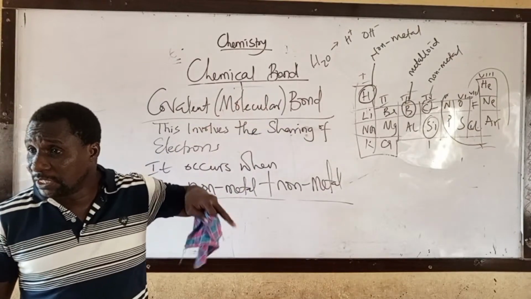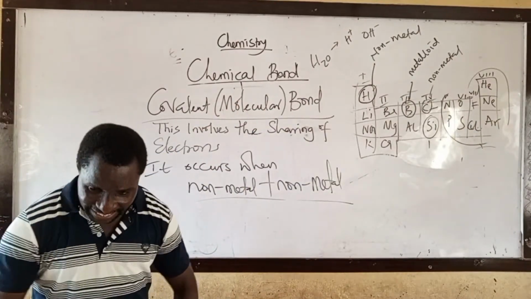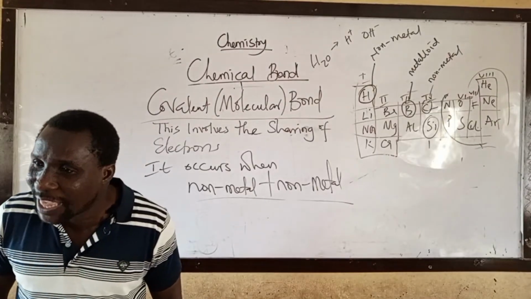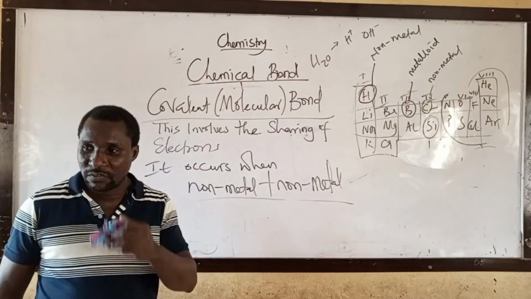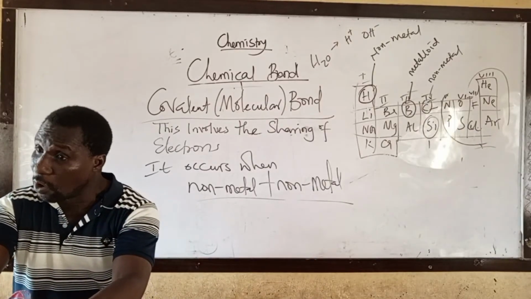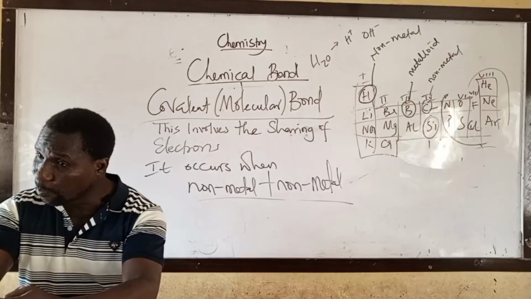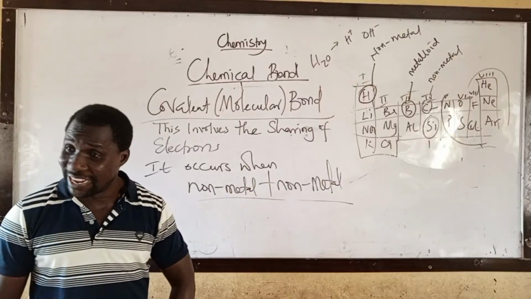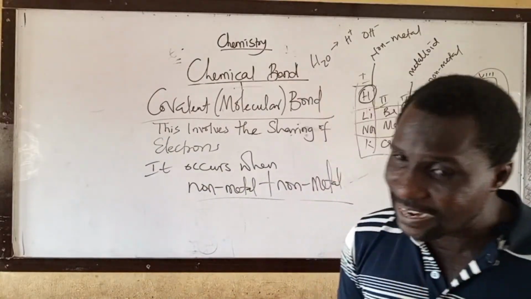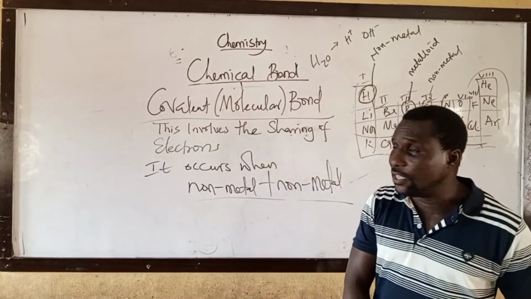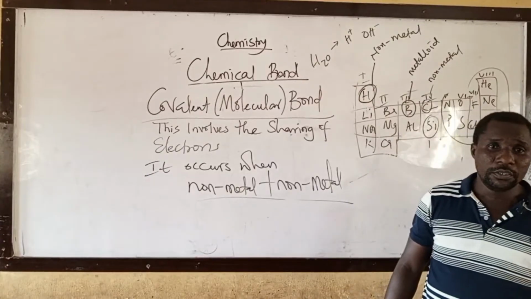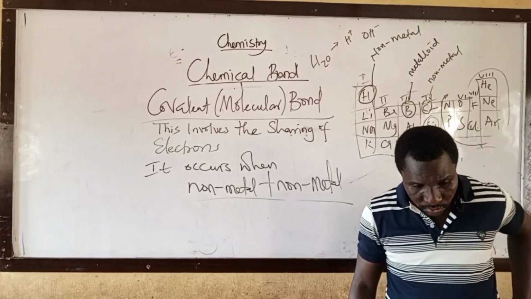And once you can understand chemical bonding, your chemistry is standard. Without chemical bonding, there can never be chemical reactions, and there can never be formation of compounds, because atoms come together to form compounds, and compounds are formed by chemical bonding. When you know this topic, you are grounded in chemistry. I said covalent bond involves sharing of electrons. It occurs when non-metals combine with non-metals.